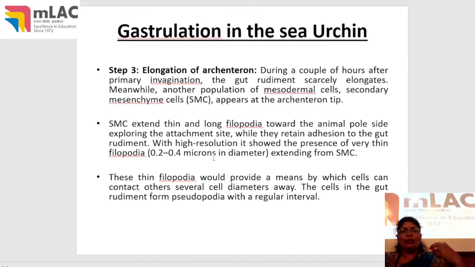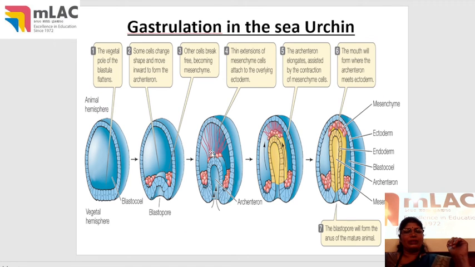Now these thin filopodia provide contact with cells several cell diameters away, because the filopodia are very long, thin and flagella-like. So the cells contact the animal pole cells. Now the gut rudiment of the vegetal plate will be pulled, because the filopodia are attached to the animal pole cells. You can see that the elongation of the archenteron takes place. The small gut rudiment becomes elongated.